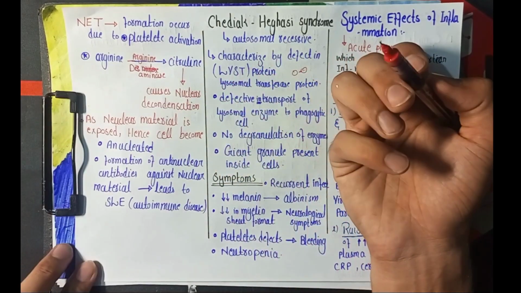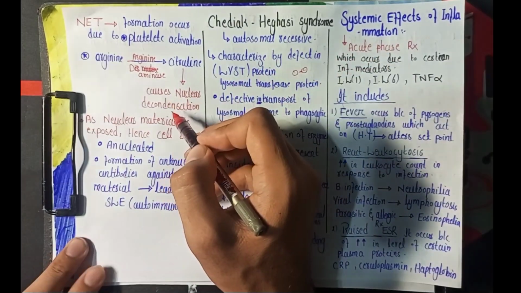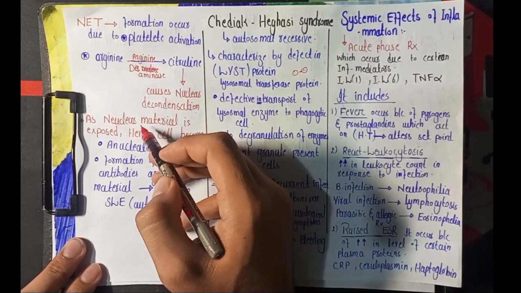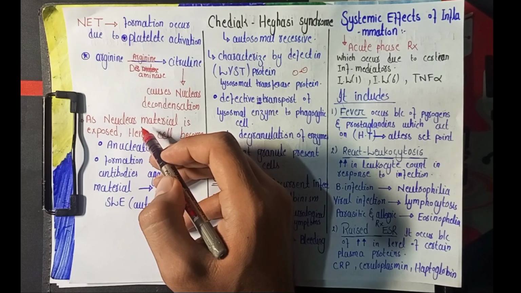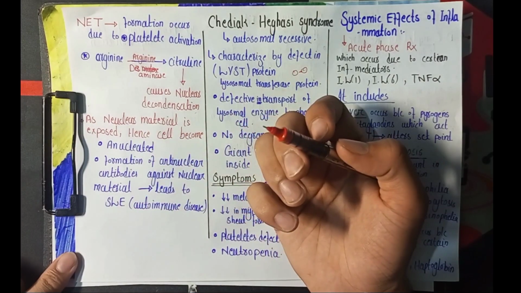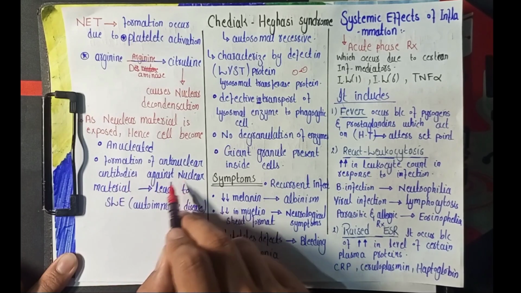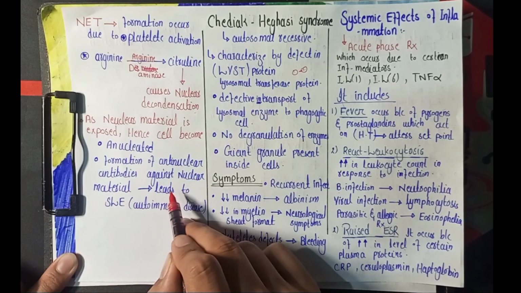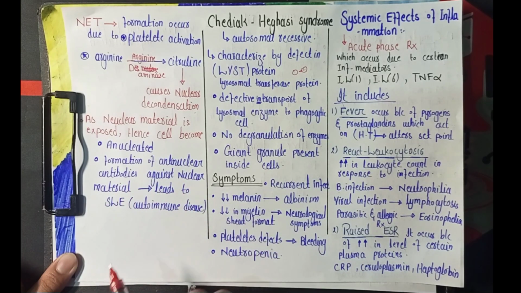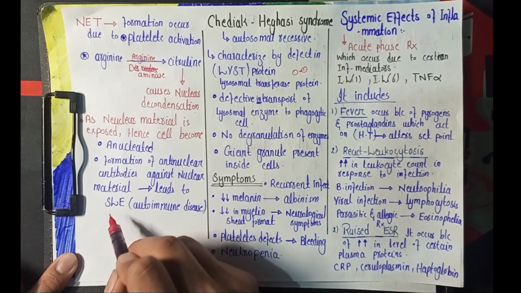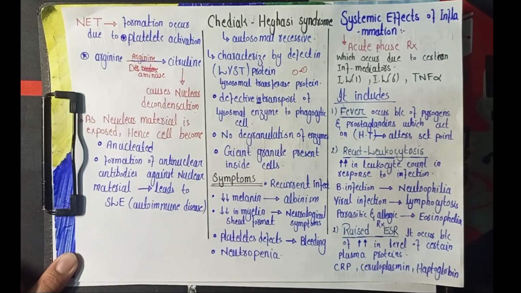Whenever the neutrophil extracellular trap is formed, it is constantly exposed to the outside environment, and the body may recognize it as a foreign agent. There may be formation of anti-nuclear antibodies against this nuclear material, which leads to autoimmune disease. The classical example includes SLE, which is systemic lupus erythematosus.